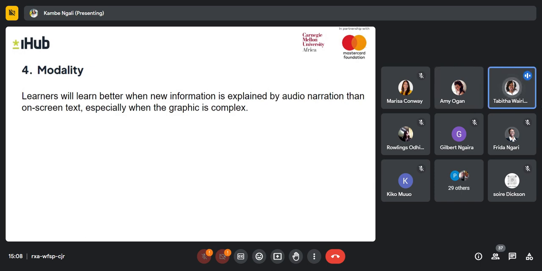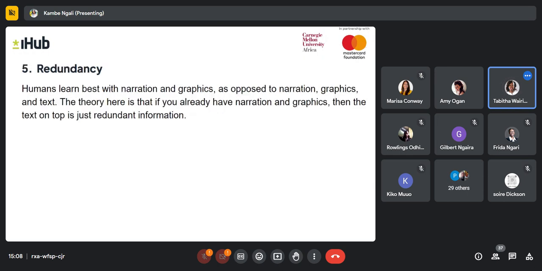Number five is redundancy. Humans learn best with narration and graphics as opposed to narration and text presented together. So the theory here is that if you already have narration and graphics, then the text on top is just redundant information.